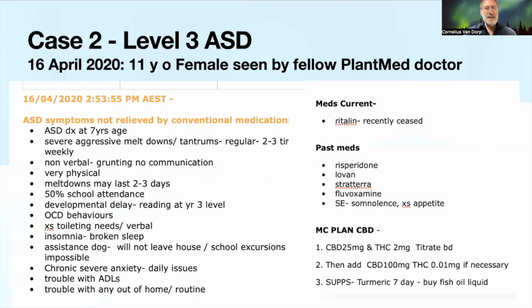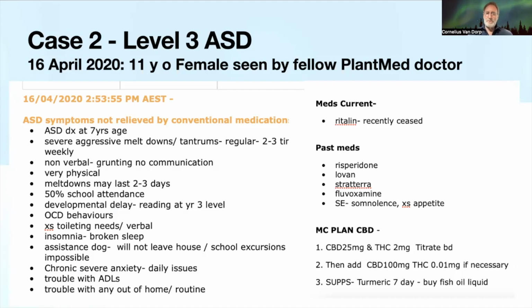Interesting. So going on to case 2, another level 3 ASD seen by a fellow Plant Med doctor and director of Plant Med. And so this is a little girl, an 11-year-old girl, who had very serious ASD, non-verbal, grunting, developmental delay, OCD, insomnia, chronic severe anxiety.